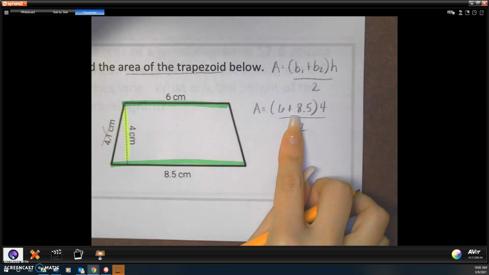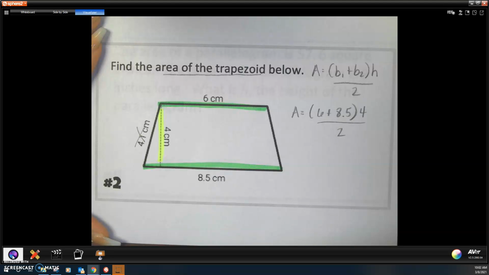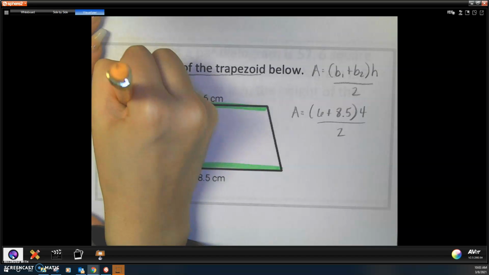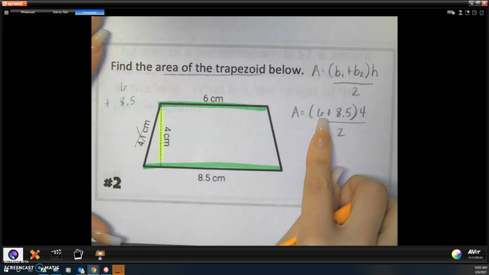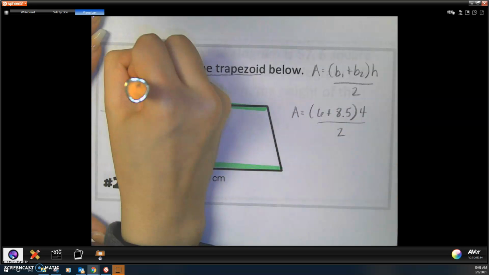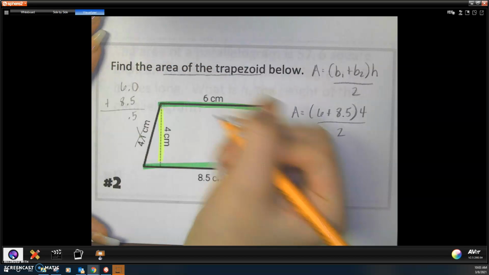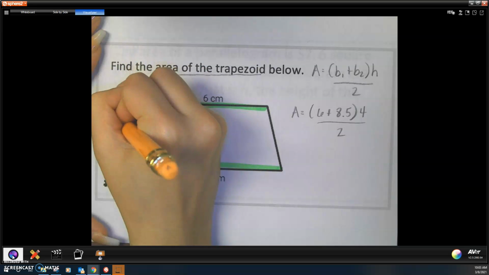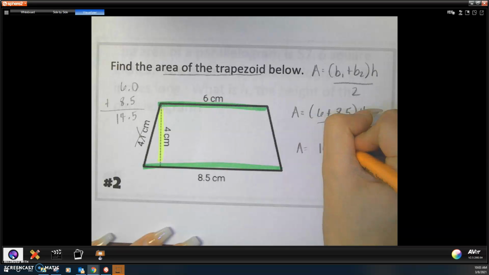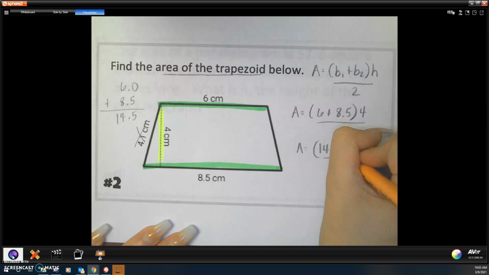So first we start with our parentheses, and since we are adding decimals, we need to line up our decimals. So 6 plus 8.5, and then remember my decimal in the number 6 is at the end. And then we fill in that extra space with a 0. 0 plus 5 is 5. Bring down decimal. And 6 plus 8 is 14. So in my parentheses, I now have 14.5. But we're still not done. We need to multiply by 4 and divide by 2.